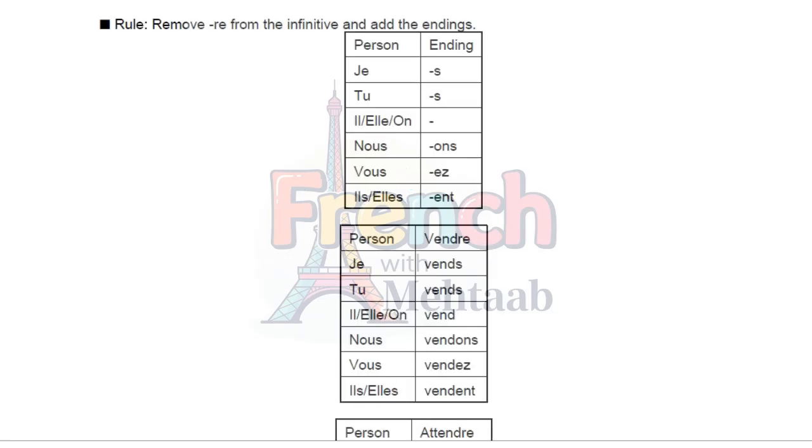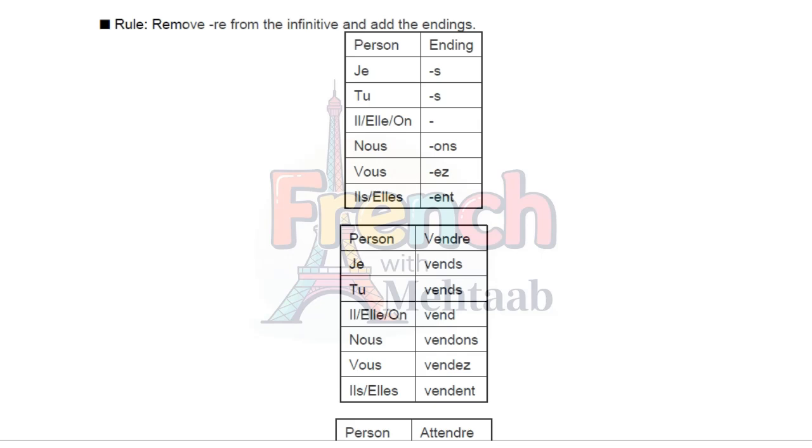In this chapter, we are going to study RE ending verbs in French. This is the third type of verbs which we are going to study in this chapter. Okay, so like we did for the IR ending verbs, in this lecture we are going to study the regular RE ending verbs, how to conjugate them, what's the rule, what are the terminations which we add.